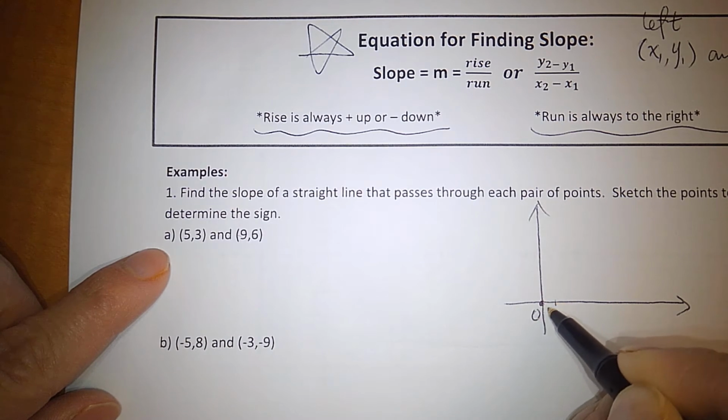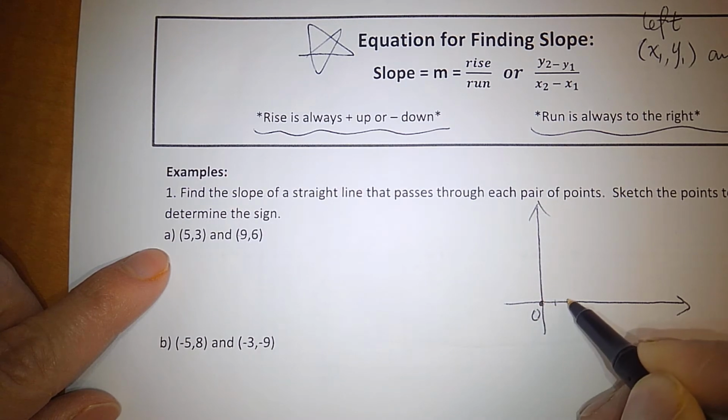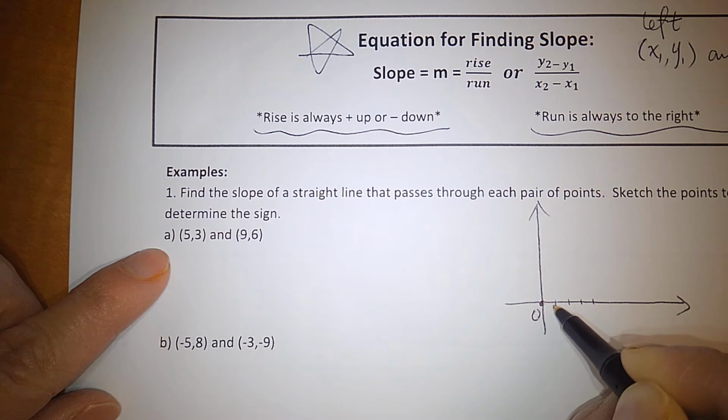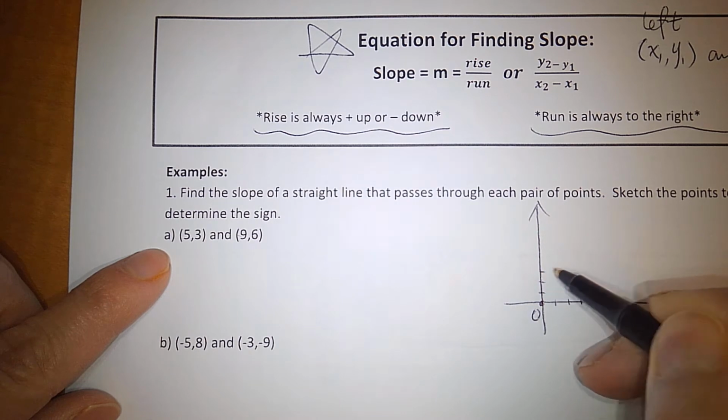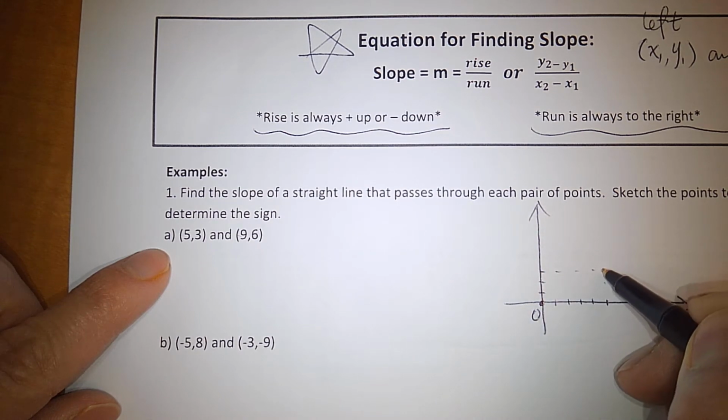Horizontally, we start from the origin and go to the right for how many units? 1, 2, 3, 4, 5, right? 5 units. And how many units up? 3 up. So this point is point what? 5, 3.